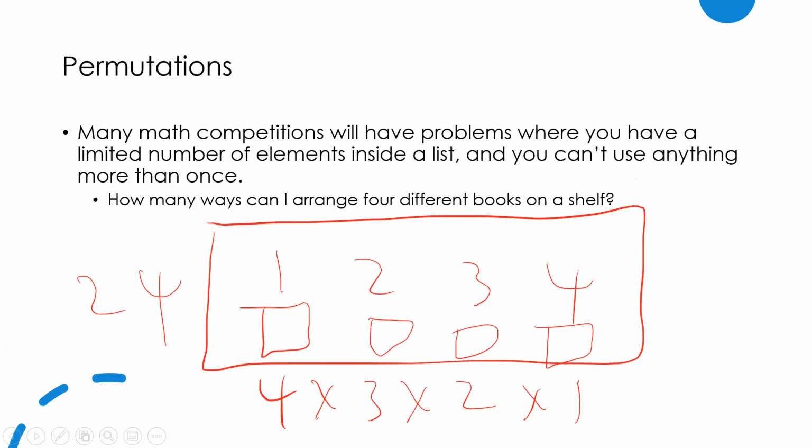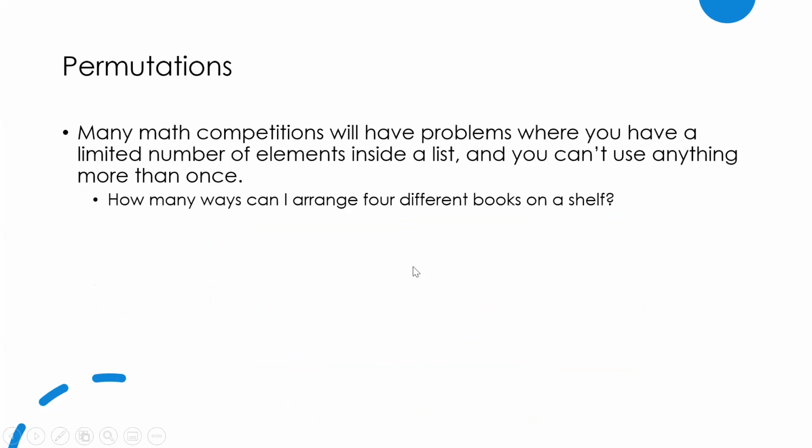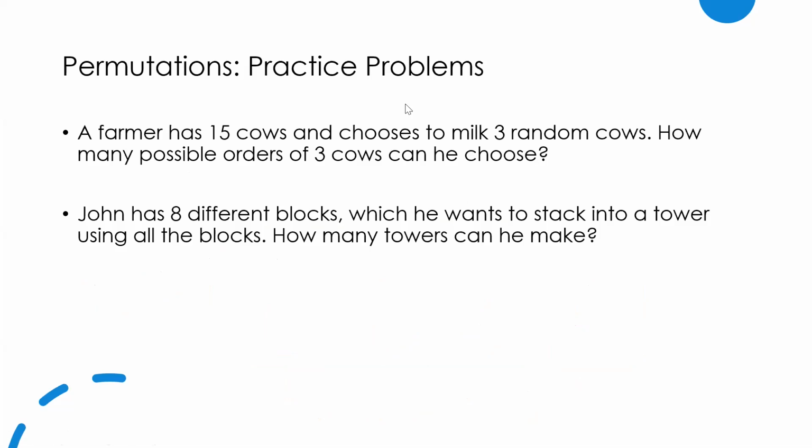You'll see this type of problem a lot on math competitions. You'll have a limited number of things you can choose, and you have to multiply it like this, n times n minus 1 and all that. Let me clear my screen and move to the next slide. Here are some basic permutations practice problems. I want you guys to do these, and if you have any questions, you can private message me.